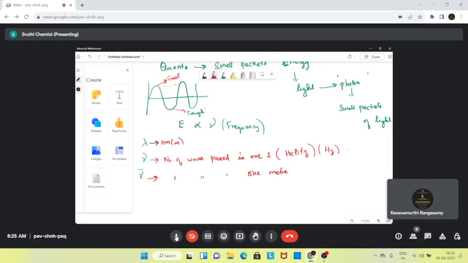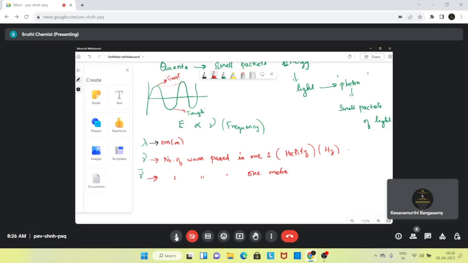So lambda is the distance between two adjacent crests or two adjacent troughs. The unit is meter, nanometer, angstrom, we can say anything. And what is nu? Nu is nothing but the number of waves passed in 1 second. For example, in 1 second, if I have 20 waves, then 20 waves is your nu.